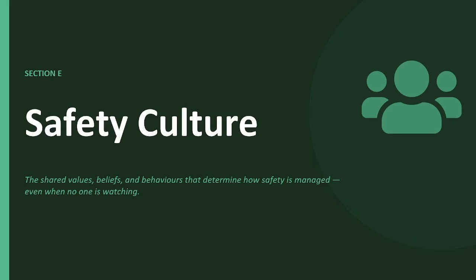Our final major topic is perhaps the most important of all and the hardest to measure. Safety culture is the collection of shared values, beliefs, and behaviors that determine how safety is actually managed in an organization, including when no one is watching. You can have the most comprehensive HIRARC, the most sophisticated SMS, the most detailed SOPs, and the most rigorous monitoring system. None of it functions if the people who work in the organization do not genuinely believe that safety matters. Culture is the invisible force that determines whether safety systems are used as intended or bypassed in the pursuit of productivity.